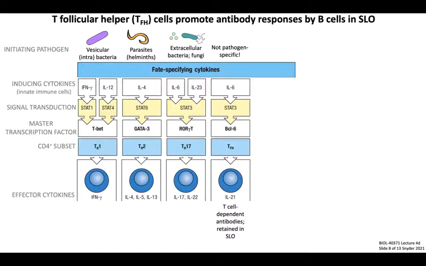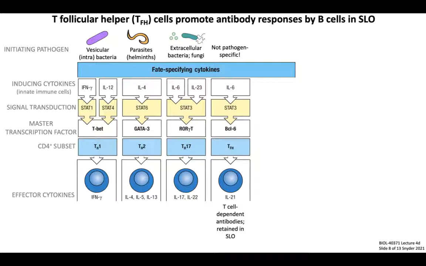BCL6 actually upregulates a chemokine receptor called CXCR5 on TFH cells, and this functions by keeping the TFH cells localized to the B cell follicles and secondary lymphoid organs. And this is because B cell follicles produce the CXCR5 ligand CXCL13.